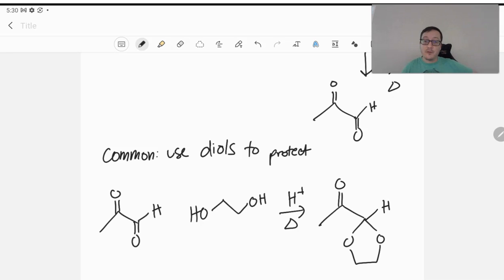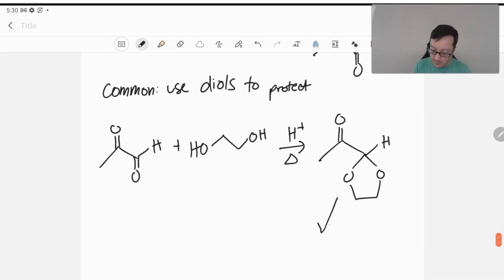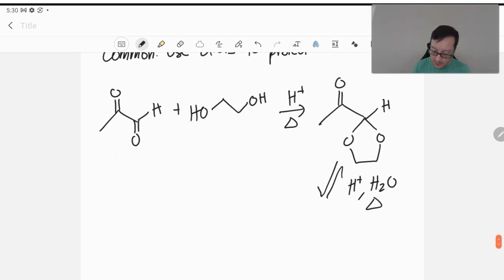And this is even better for protecting if you have 2 different carbonyl compounds, because you're only including one equivalent of your alcohol. It's a little bit easier because they're on the same molecule, so it's easier for it to happen. And just like before, you can treat this with water, acid, and heat, and you will deprotect your aldehyde. If you don't have an aldehyde, they'll protect your ketone instead. You'll make a ketal instead. If you put 2 equivalents, you'll protect both of them.